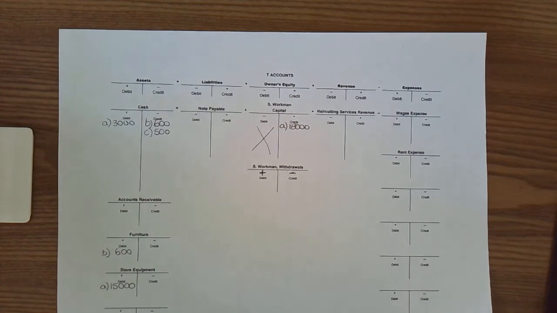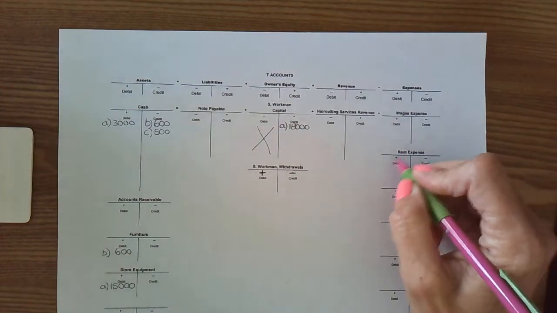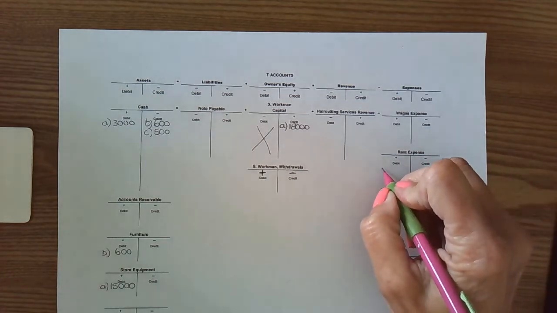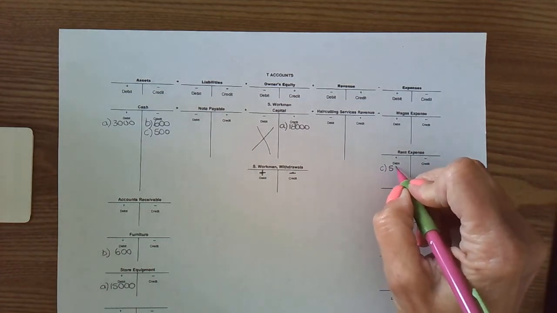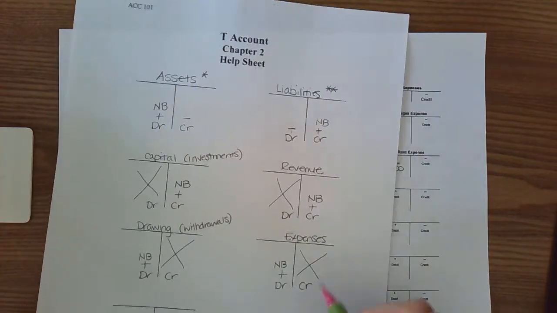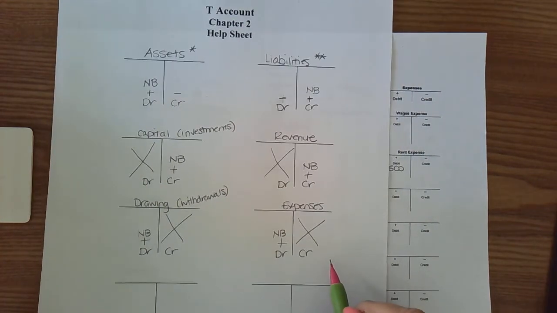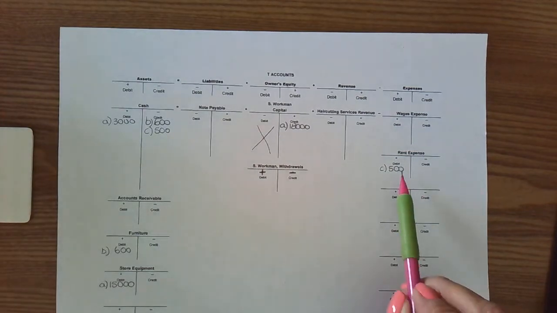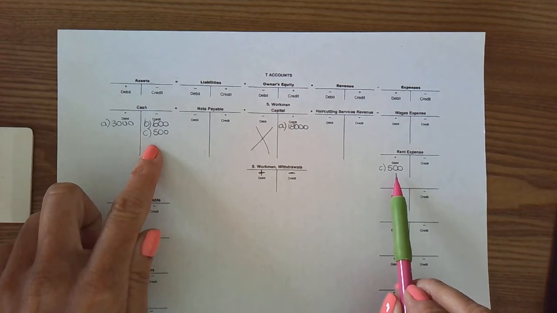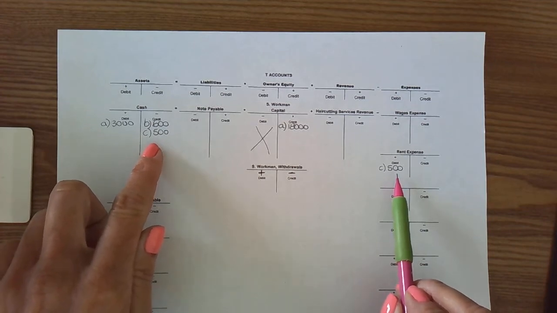So we're going to put that into our rent. That's going to go on the plus side because we're going to keep track of all of our rent. So we're going to put letter C and 500. Again, remember that you cannot put anything on the credit side of your expenses, and so that has to go to the debit. So here's your cash credit, and here's your debit to our rent expense.